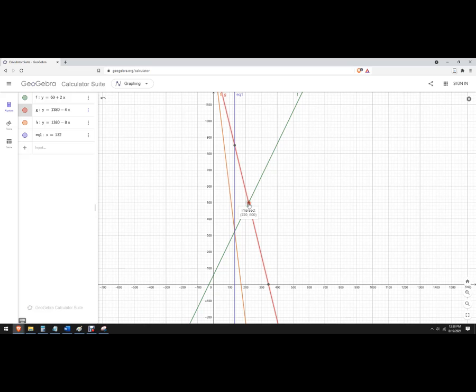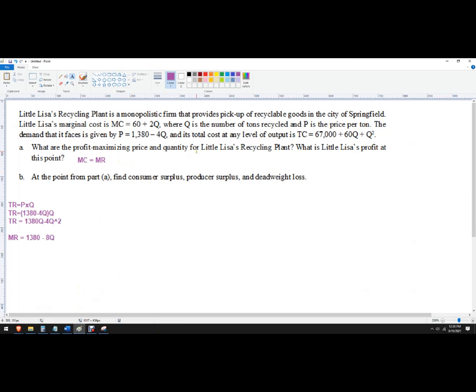Now this is different than the competitive price, which is right there. Okay, so we got through that part of the question. So that's profit maximizing price and quantity. For the profit at this point, it's your choice. You can mess around with marginal cost, but it's easier just to plug this quantity into total cost, and so we'll go ahead and do that.